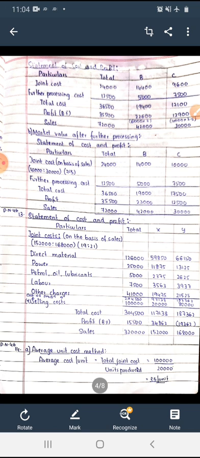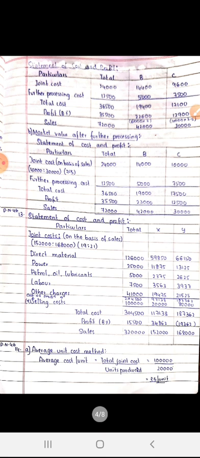There is no information, so we need to find out the sales. See, how to find the sales? Use the unit selling price after further processing. The unit selling price at the separation point is not needed. For B, 7. B's units are 6,000, so 6,000 into 7 is 42,000. And for C, 4,000 into 7.50 is 30,000. Now we have the sales, so the difference is the profit.